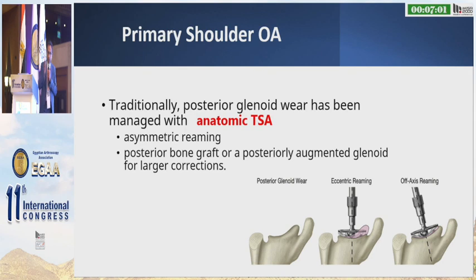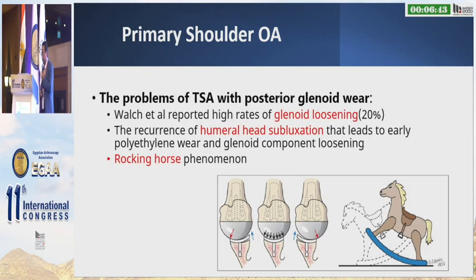Traditionally, primary osteoarthritis with posterior glenoid wear has been managed adequately with anatomic total shoulder replacement. The problems were solved with asymmetric reaming, or using a posterior bone graft or a posterior augmented glenoid for larger corrections. But what are the problems encountered with total shoulder arthroplasty with posterior glenoid wear? There is a high incidence of glenoid loosening, recurrence of humeral head subluxation that leads to polyethylene wear, and the rocking horse phenomenon of the plastic glenoid.